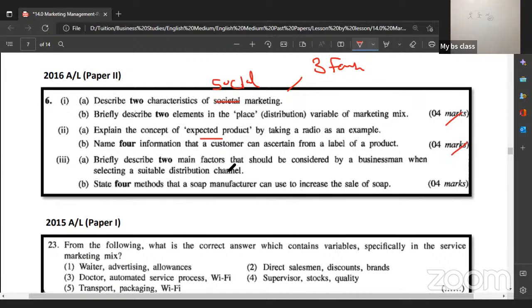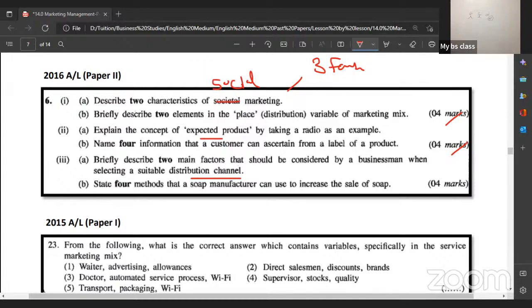And then briefly describe 2 main factors that should be considered by the manufacturer when selecting a suitable distribution channel. Right? We talked about distribution channels. Yes, the product, the cost, your resources, right? And also the competitors' strategy. Competitor strategy that we discussed. So those are the factors that you need to think of when selecting.